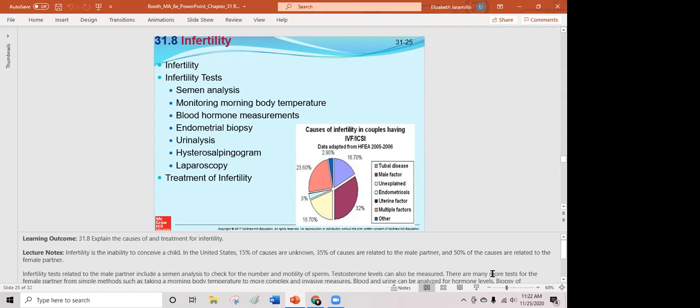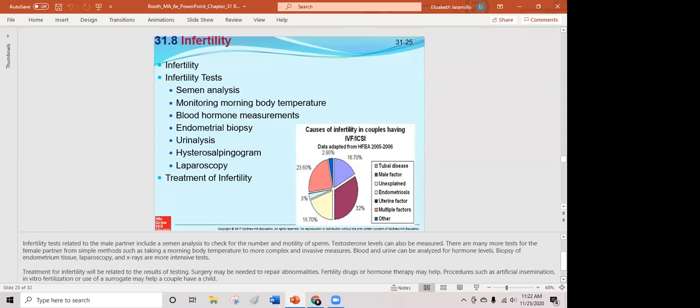So infertility is the inability to conceive a child. Okay, so in the United States, 15% of causes are unknown, 35% of causes are related to the male partner, and 50% of the causes are related to the female partner. Infertility tests related to the male partner would include a semen analysis to check for the number and the motility of the sperm. Are they active? Is there a lot of them? Right? Are they good healthy sperm? Or are they not developed, etc.